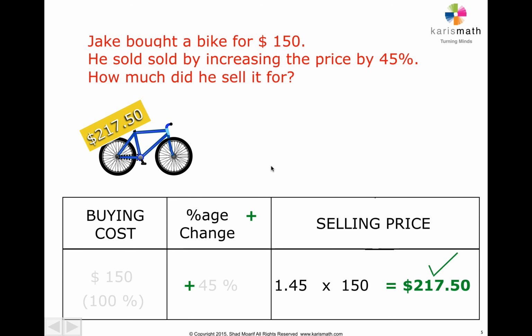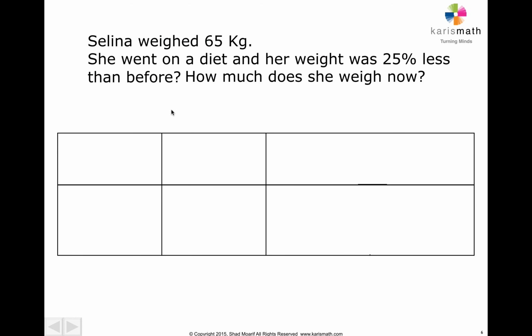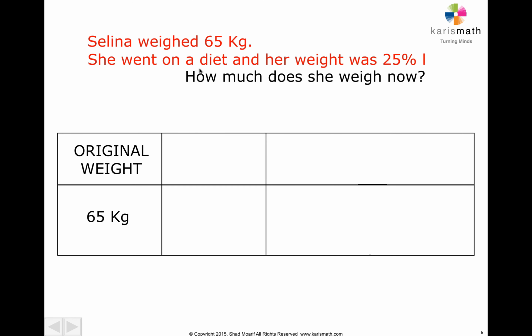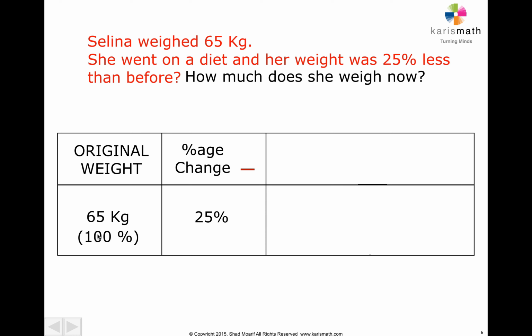Got it? Okay, great. Let's try another one, just for practice. Selena weighed 65 kilograms. That was her original weight, 65 kilograms. And then she goes on a diet and her weight goes down by 25%. It's 25% less. So the percentage change is a negative one. That means when her weight was 100%, now it's 25% less, which means now it is 100 minus 25. It's now 75% of what it was.